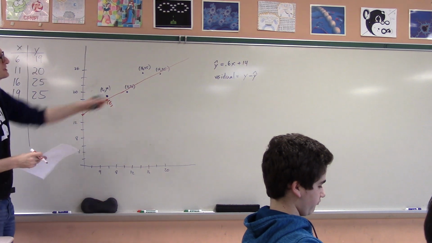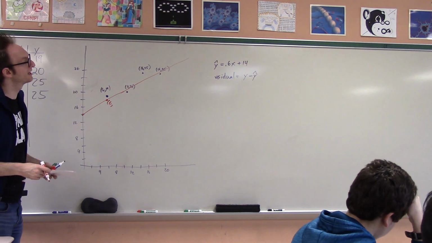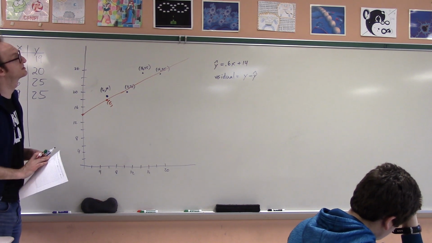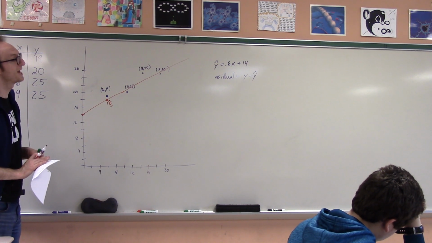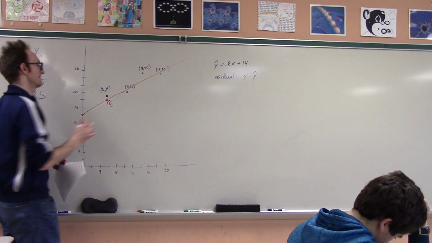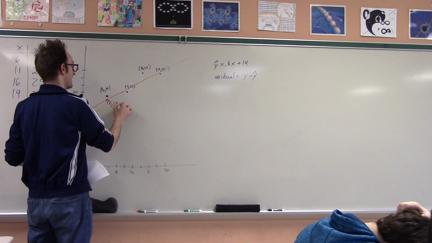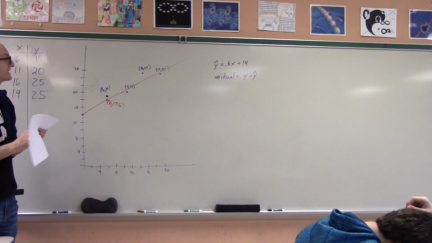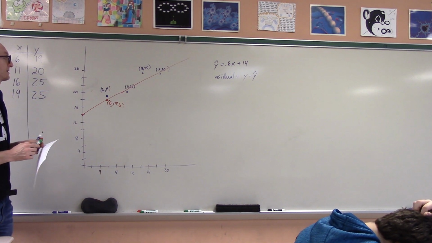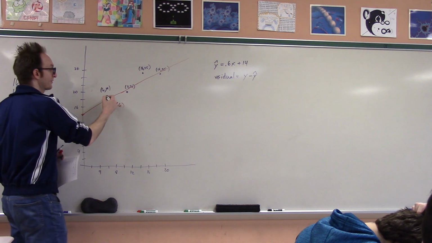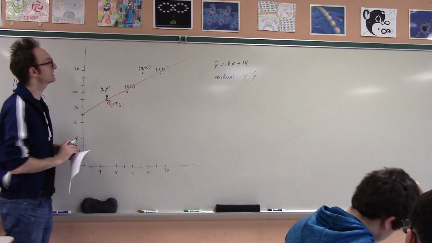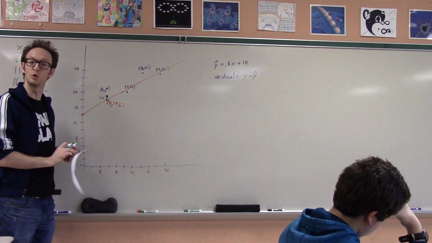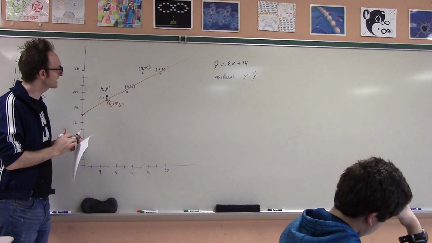Well, if I just plug 6 into the model, what do I get? 17.6. Good job, that was not that hard. So 6 comma 17.6. In other words, my model predicts that the answer should be 17.6, but the actual answer is 19. Thus, I have a residual, and that residual, y minus y hat, is in this case 1.4. Cool?